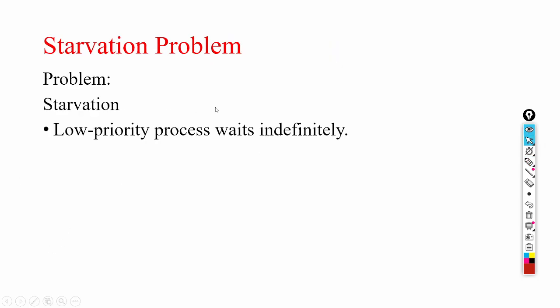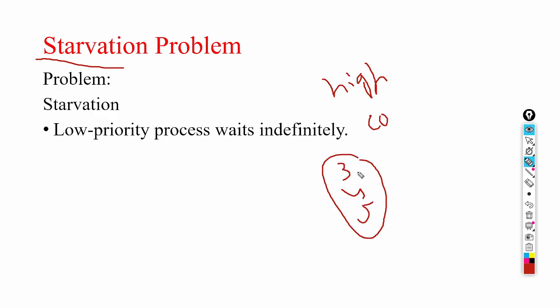The starvation problem. The biggest disadvantage of priority scheduling is starvation. If high priority processes keep arriving continuously, for example with priorities 3, 4 and 5, every time only the highest priorities arrive, and a low priority process may never get CPU access. This is the biggest problem, and we call it starvation.